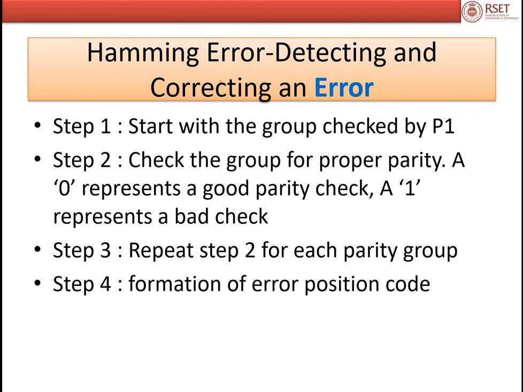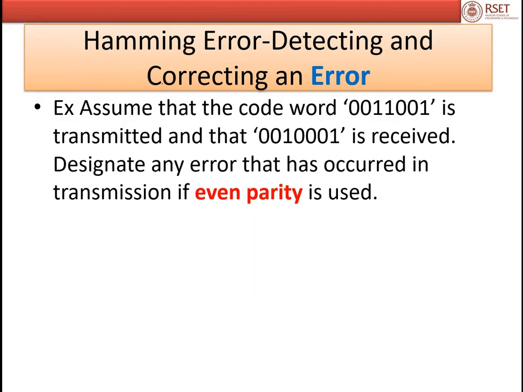So next is how to detect and correct an error. That means in which bit position there is an error, and we have to correct that. Step 1 is to start with the group checked by P1. Step 2, check the group for proper parity. A 0 represents a good parity check, a 1 represents a bad check. Step 3, repeat step 2 for each parity group, and step 4, formation of the error position code. It will be clear with an example.